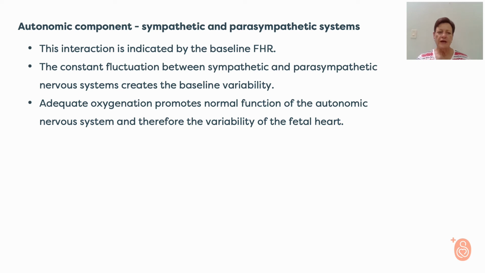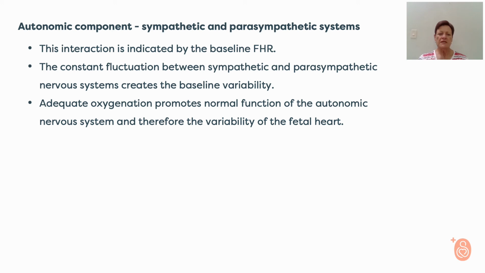Now, if we look further at the autonomic, sympathetic and parasympathetic systems, there's an interaction between the parasympathetic and sympathetic nervous system all the time. And that causes an increase and a decrease in the fetal heart rate all the time. As I've said, sympathetic increases, parasympathetic decreases, and as they interact with the fetal heart, it causes an increase and a decrease in the fetal heart rate all the time. And that is what we eventually call baseline variability. That means the fetal heart rate is never constant.